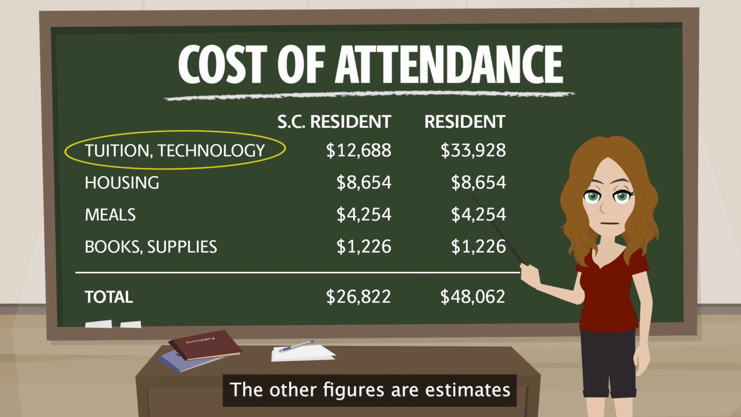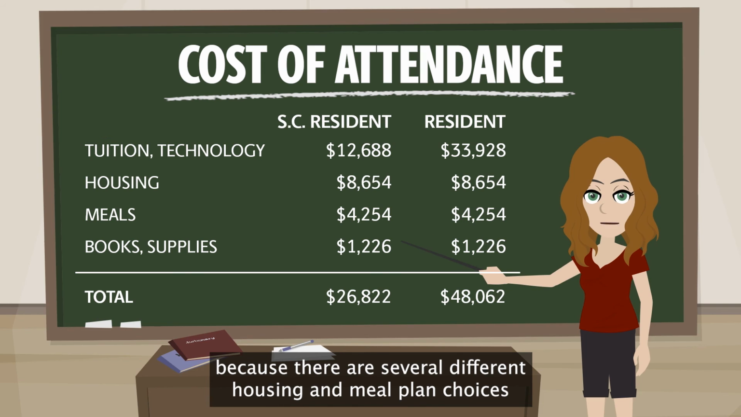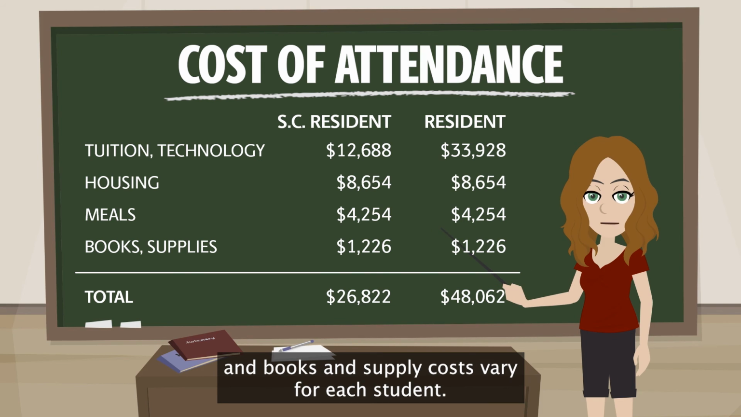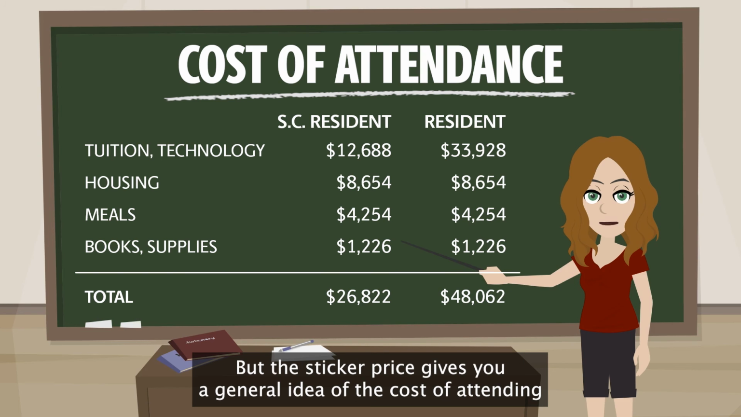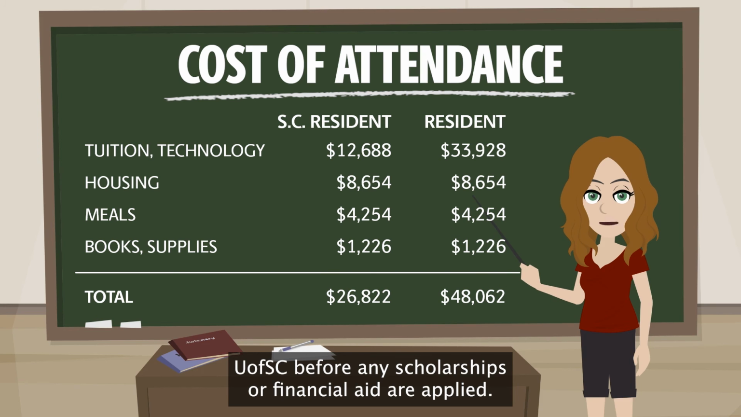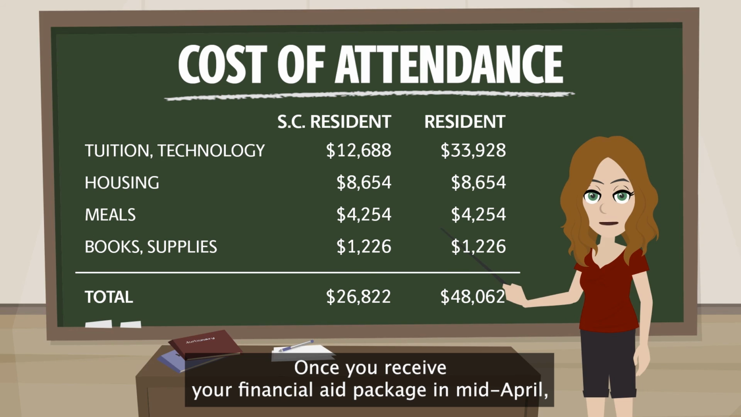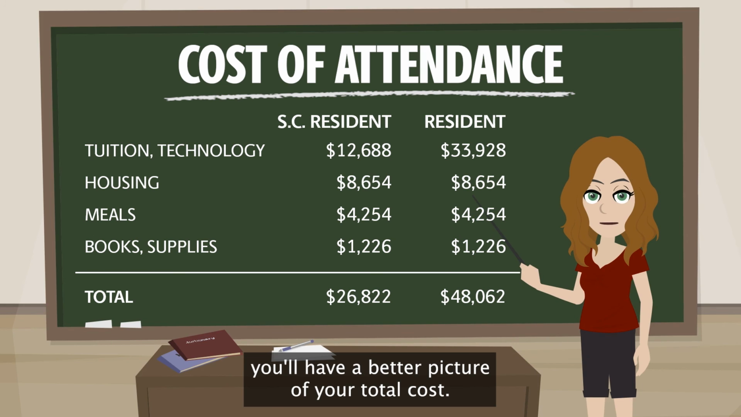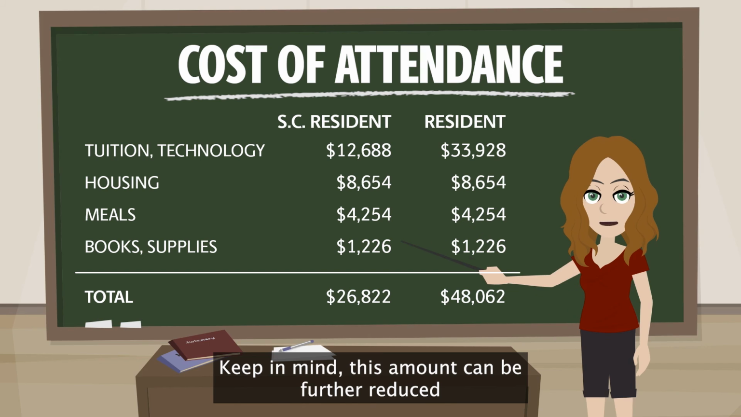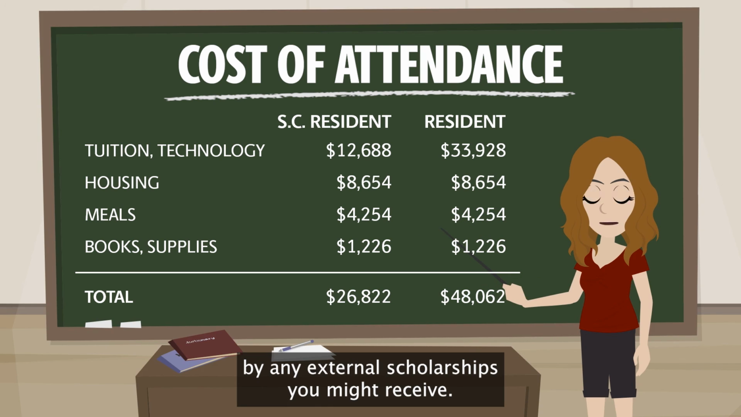The other figures are estimates because there are several different housing and meal plan choices, and books and supply costs vary for each student. But the sticker price gives you a general idea of the cost of attending U of SC before any scholarships or financial aid are applied. Once you receive your financial aid package in mid-April, you'll have a better picture of your total cost. Keep in mind this amount can be further reduced by any external scholarships you might receive.